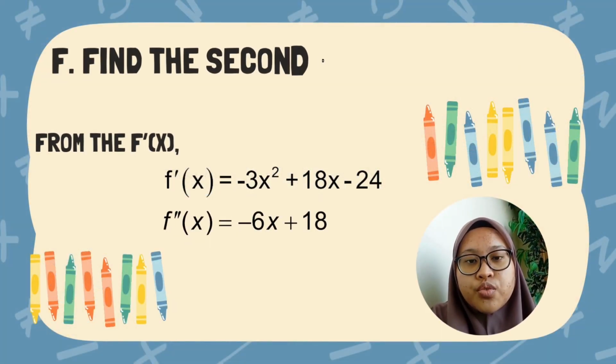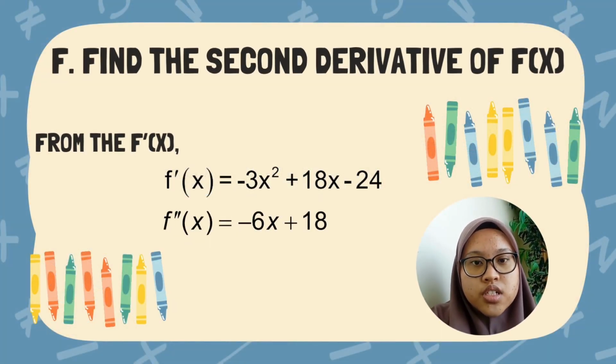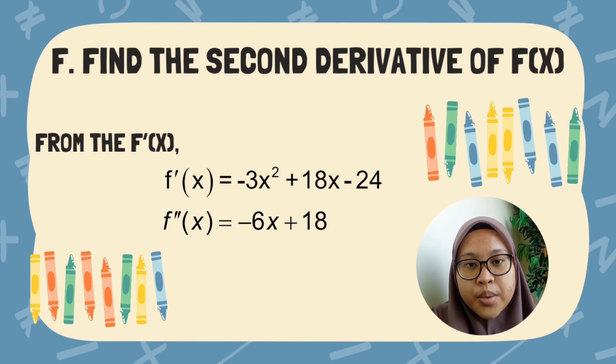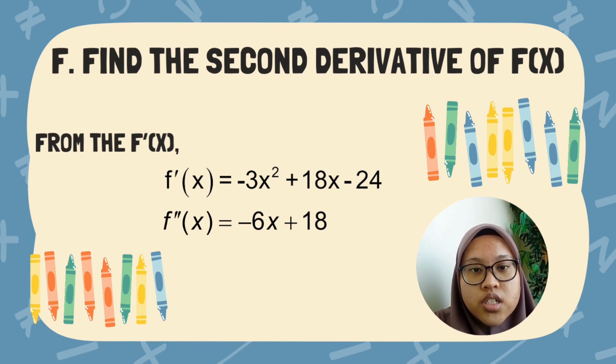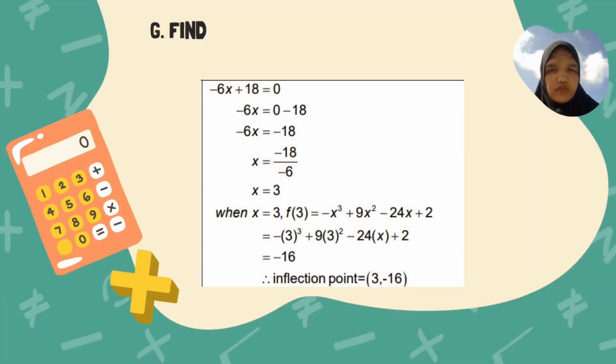Question f, we need to find the second derivative of the function. So from the function f prime x, we need to differentiate the function once again. So f prime x equal to negative 3x to the power of 2 plus 18x minus 24. So we differentiate, we got f double prime x and we get negative 6x plus 18.